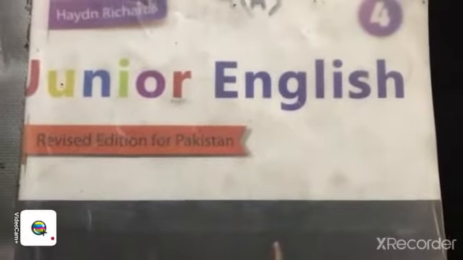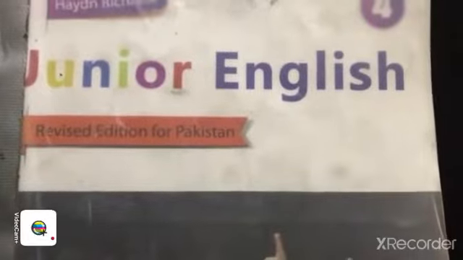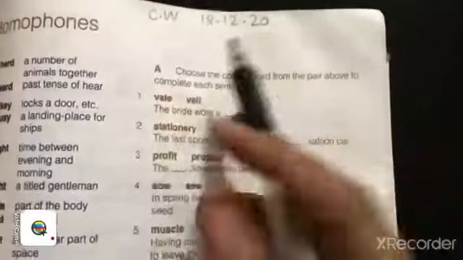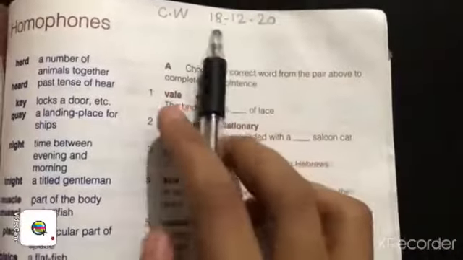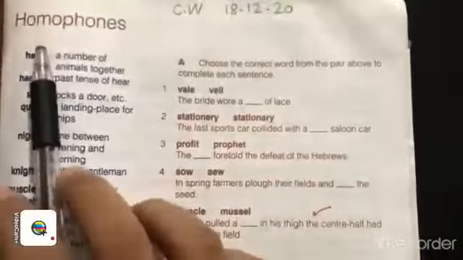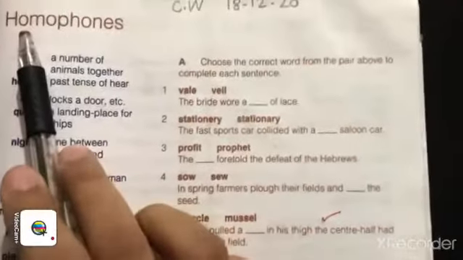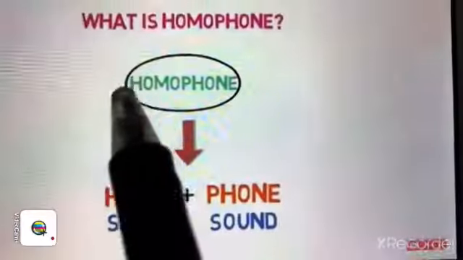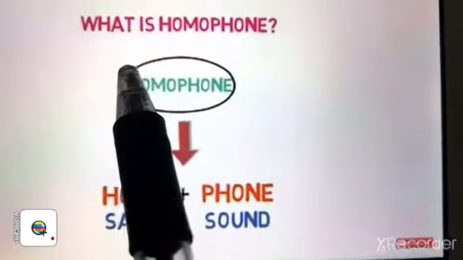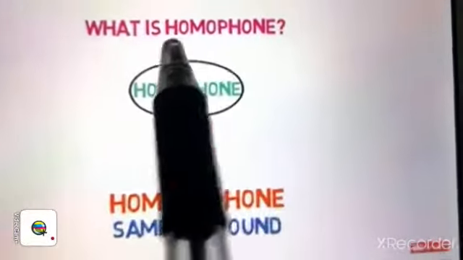You have to take out your junior English and open page number 61. You will mention CW and short it at the top of your page. Today your topic is homophones. Do you know what homophones are? Today I will teach you about homophones.